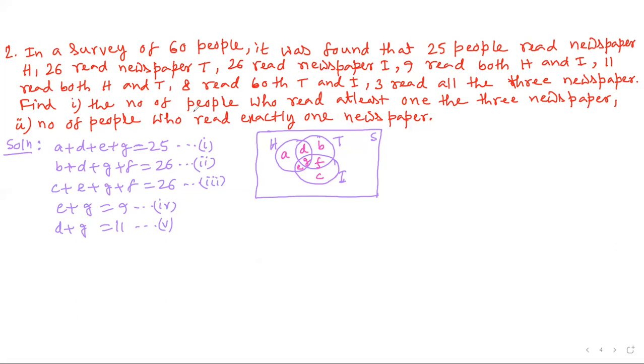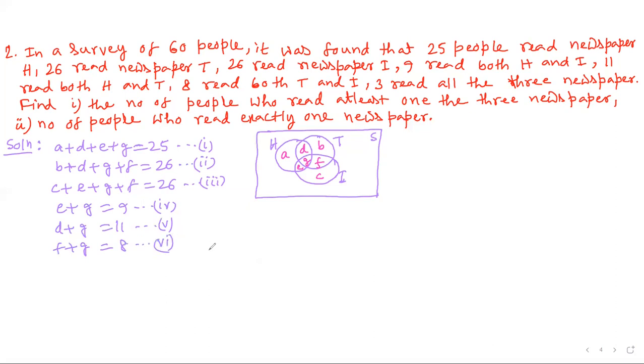Next, 8 read both T and I. Both T and I means we have to consider the common portion of T and I. The common portion of T and I contains F plus G, and that is equal to 8. This is equation number 6.